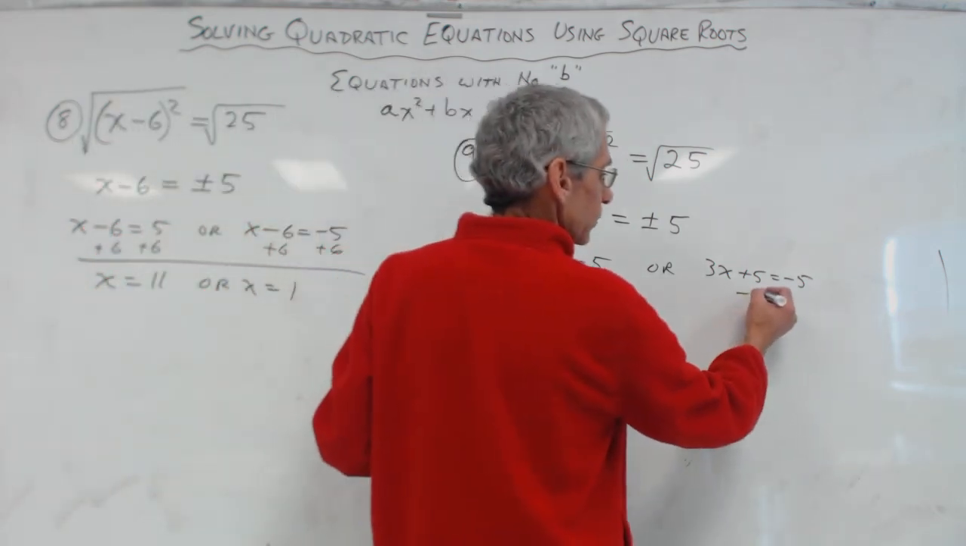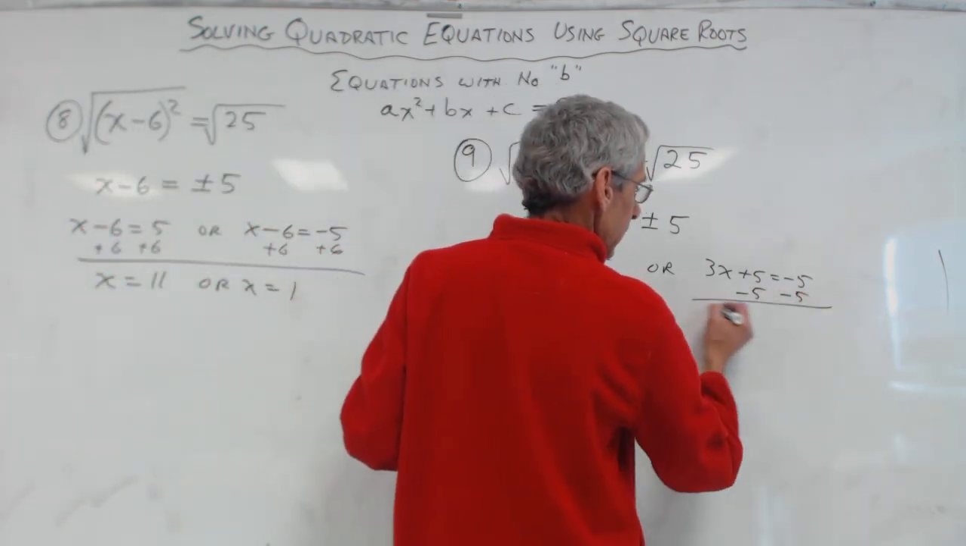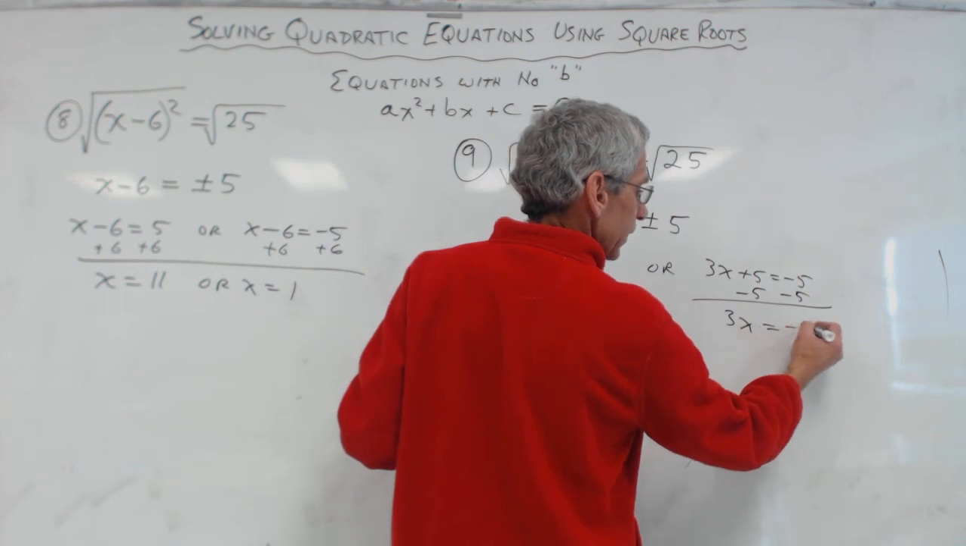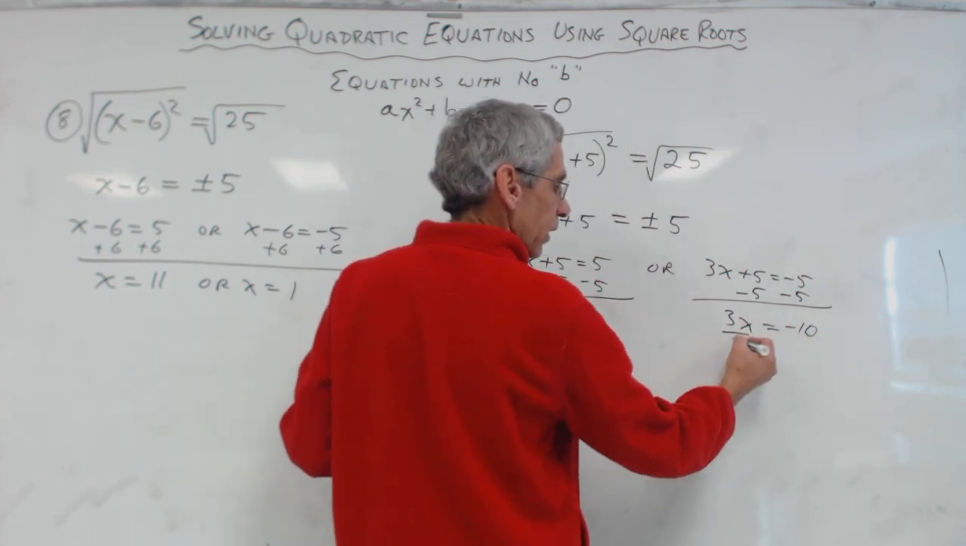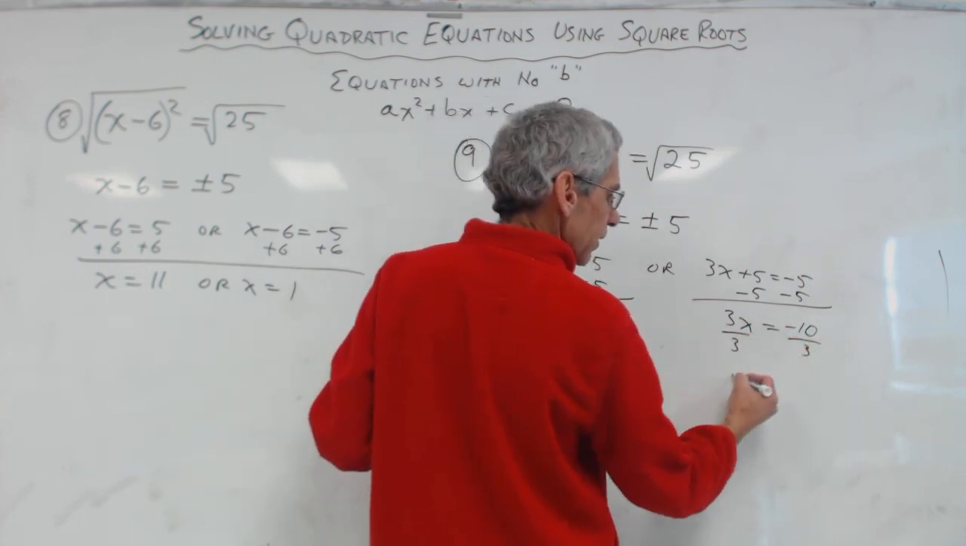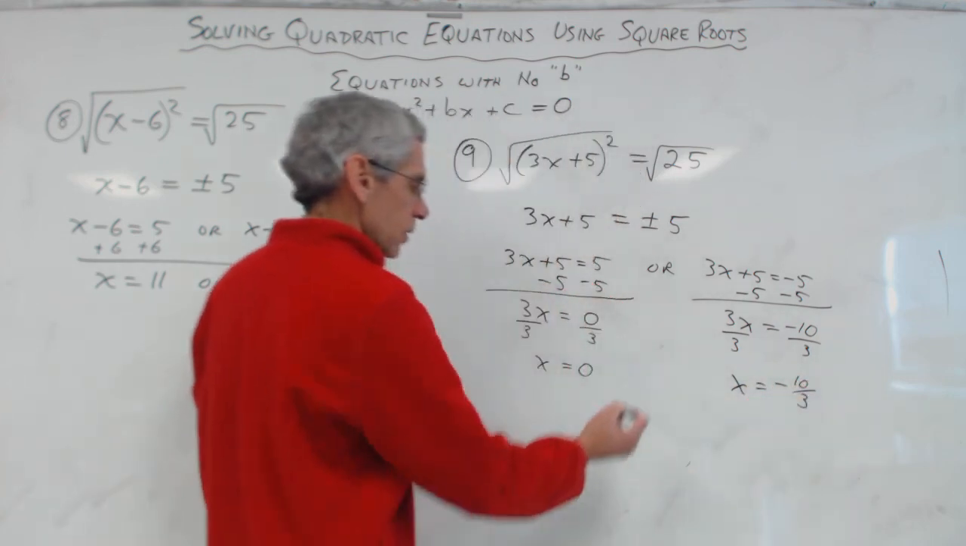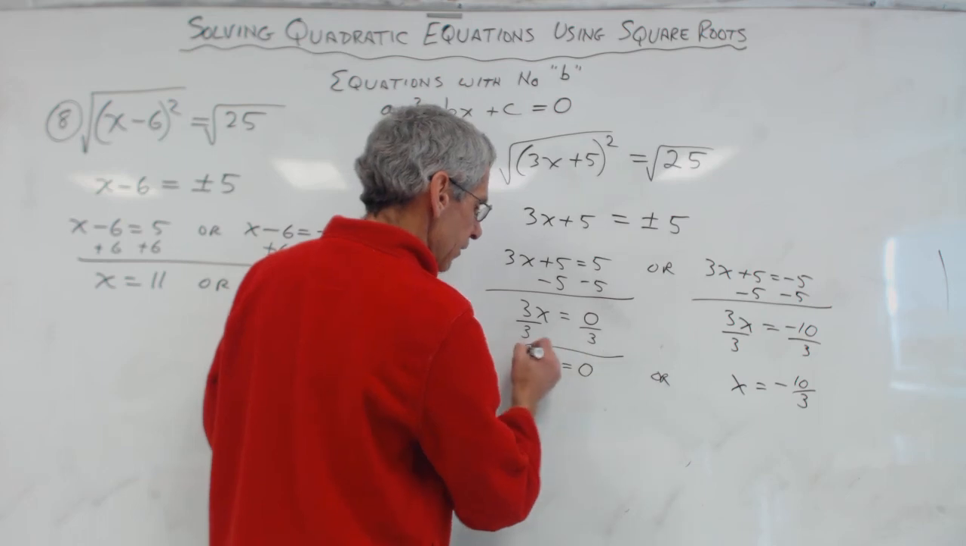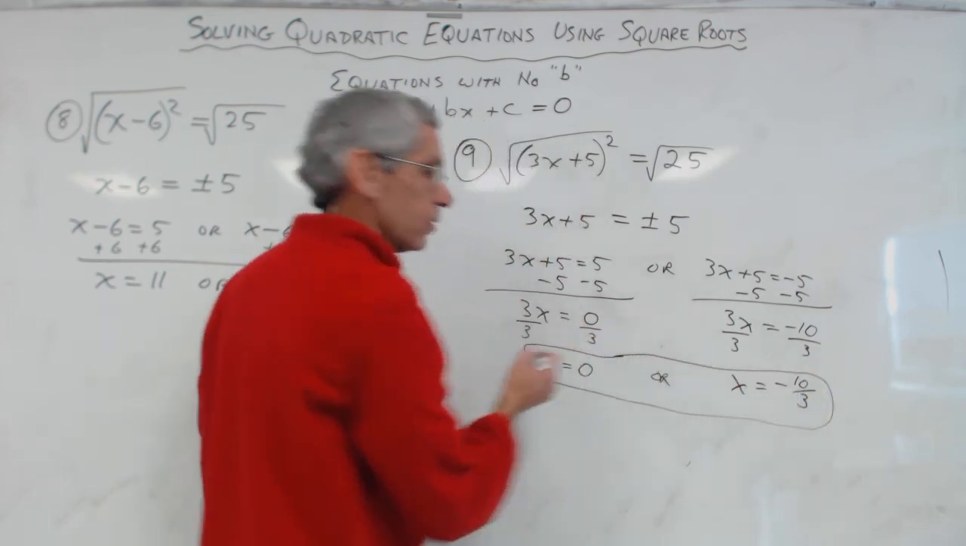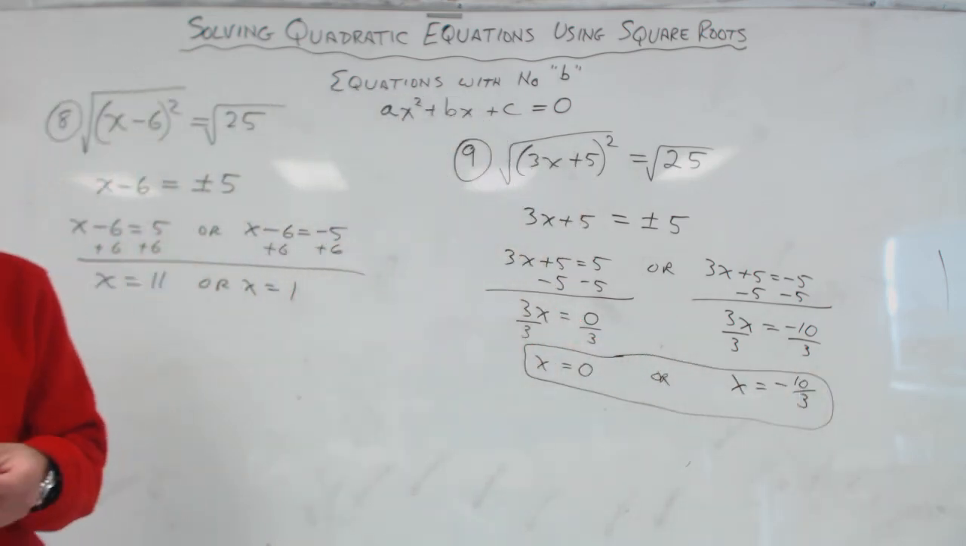And then this one, we subtract 5, and I have 3x = -10. I've got to divide by 3, x = -10/3. Right? So you might have a fraction as an answer. It's okay. Make sense?